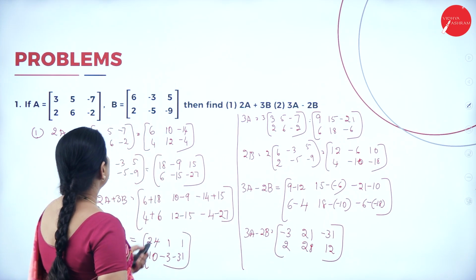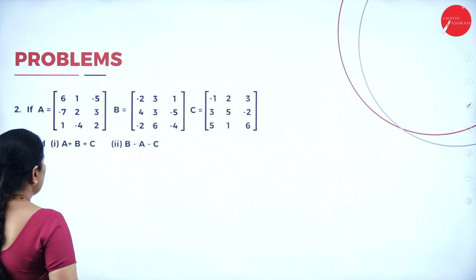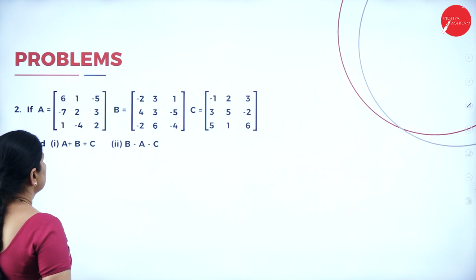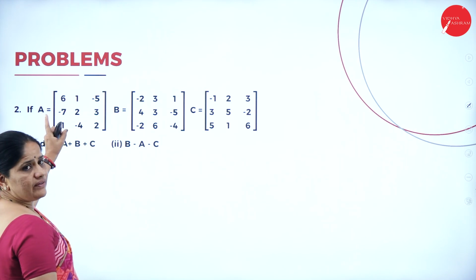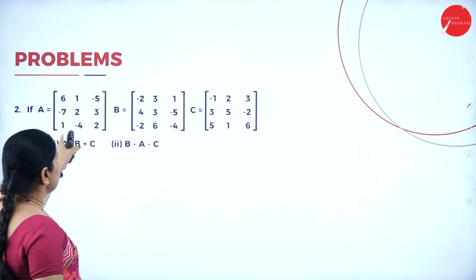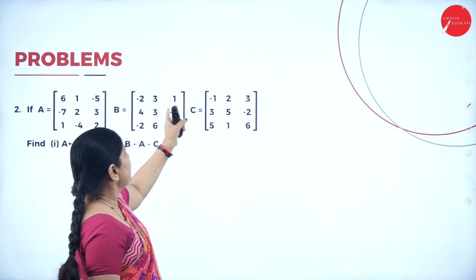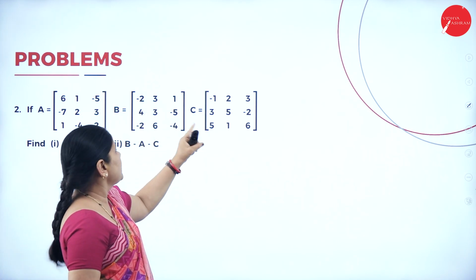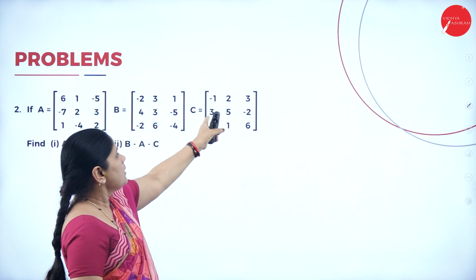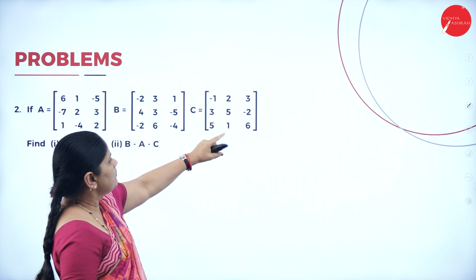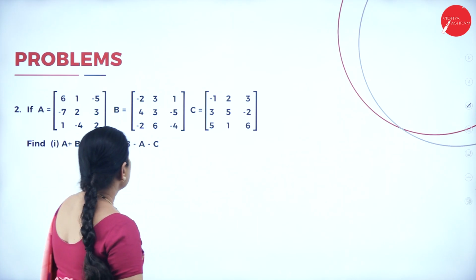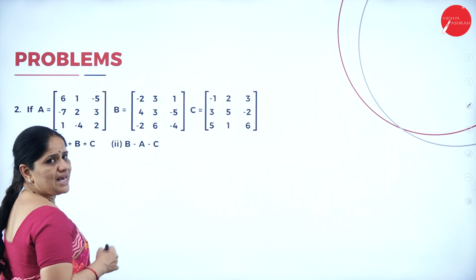Now the next problem. If A equals 6, 1, minus 5, 7, minus 7, 2, 3, 1, minus 4, 2. B equals minus 2, 3, 1, 4, 3, minus 5, minus 2, 6, minus 4. C equals minus 1, 2, 3, 3, 5, minus 2, 5, 1, 6. Now find A plus B plus C.